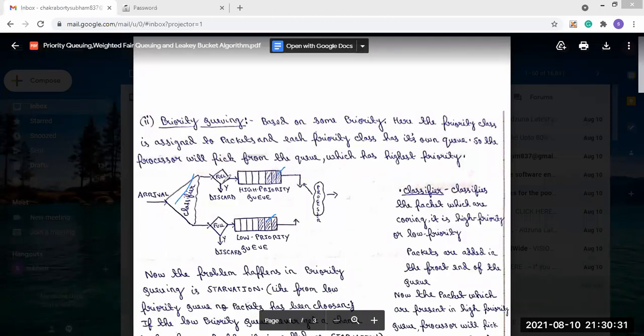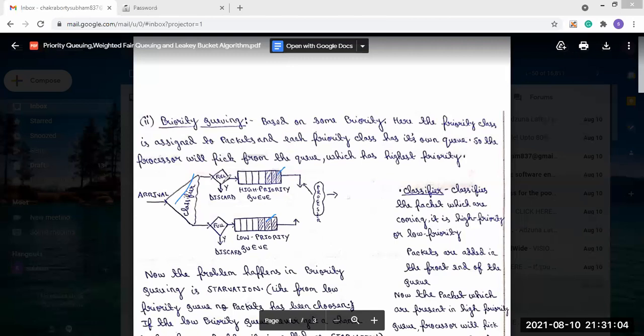Same as that, if the classifier classifies it as a low priority packet, then this low priority packet should be added into the low priority queue, and first it will be checked whether it is full or not. If it is full, we cannot add it. But if it is not full, then we add the packet into the low priority queue. So one by one the packets should be added like that.